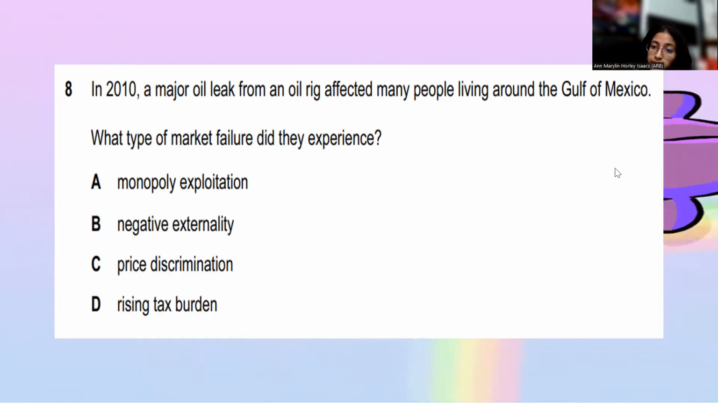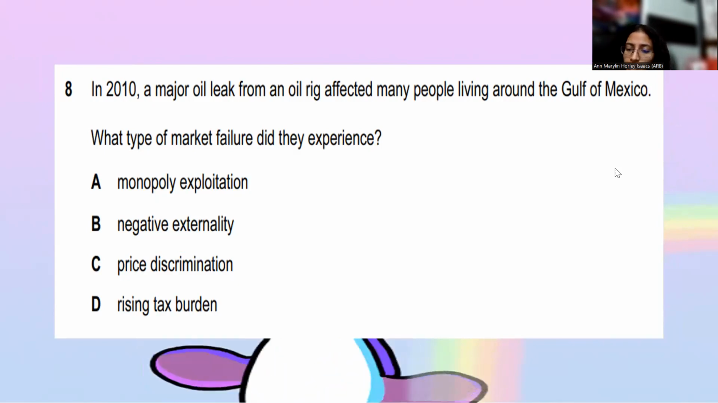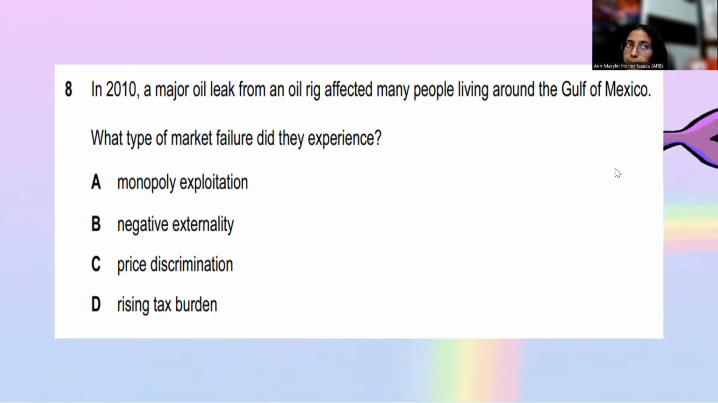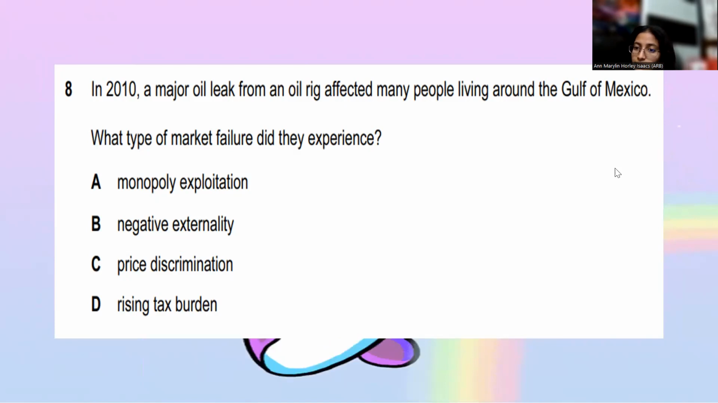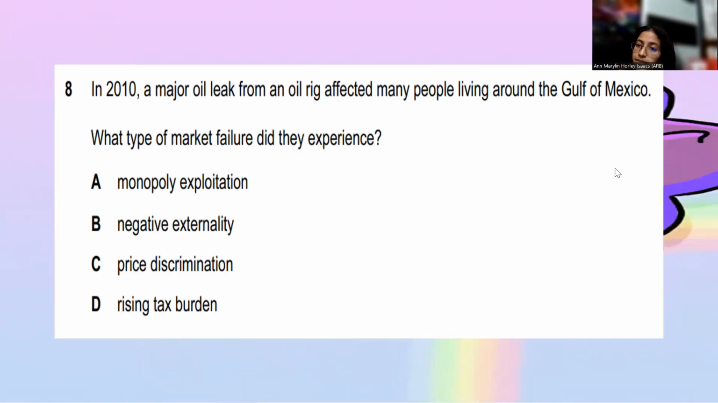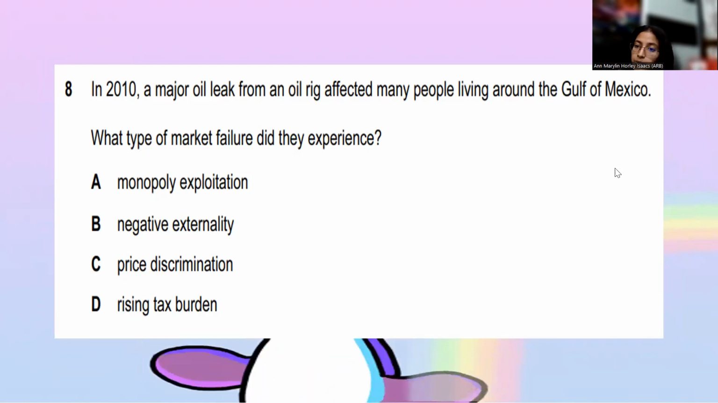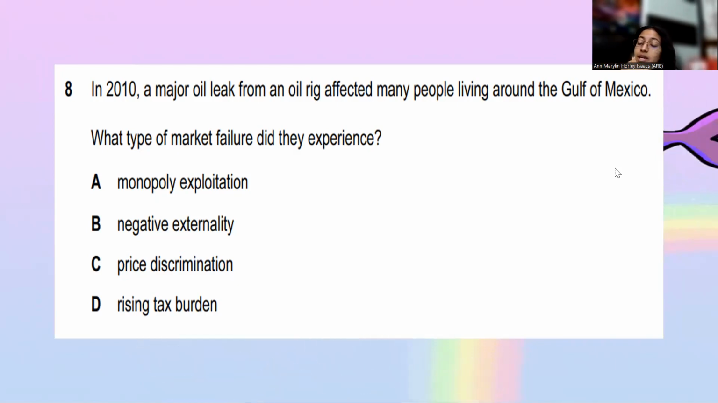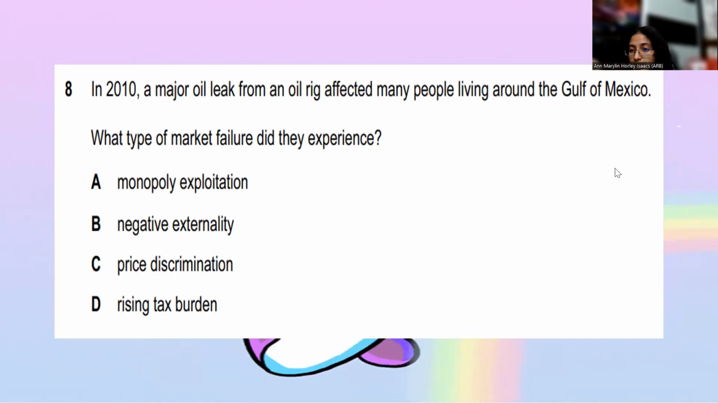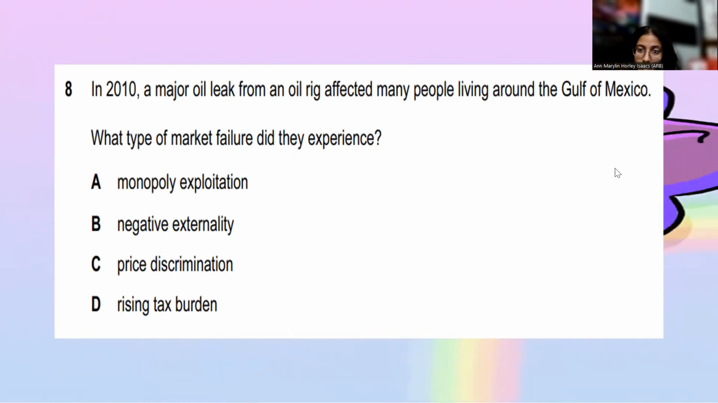Secondly, they are not showing us how the oil rig has exploited people in terms of production or in terms of price. For you to say there's monopoly exploitation, you have to illustrate a situation where not everyone is getting the oil, or not everyone can afford the oil because the price is too high. Then you can talk about monopoly exploitation to an extent if it is the only or if it is a major producer. Okay. Negative externality, yes, because the oil rig has affected other people. The oil rig made a mistake and there's been an oil leak.